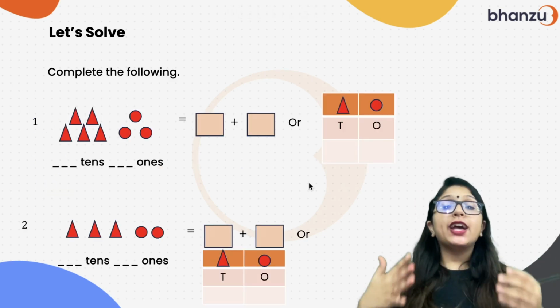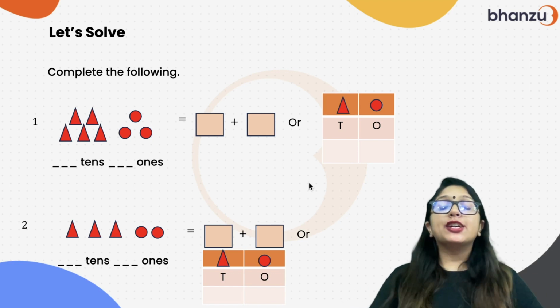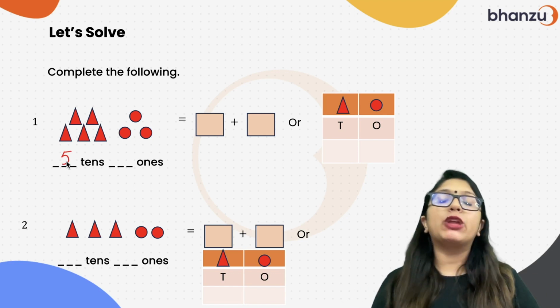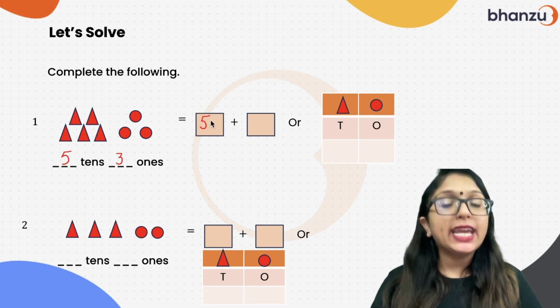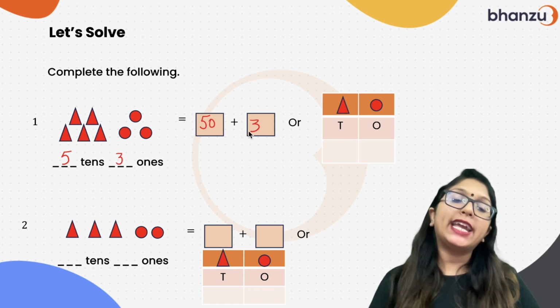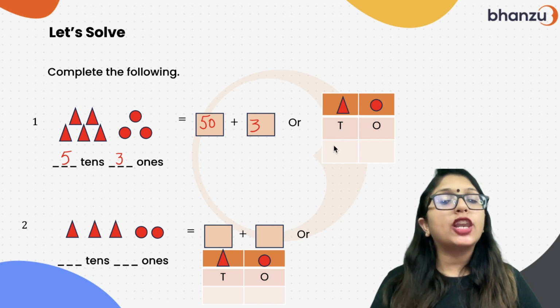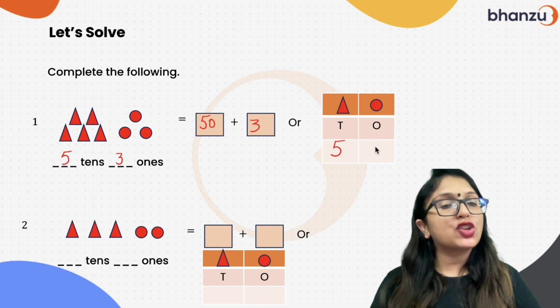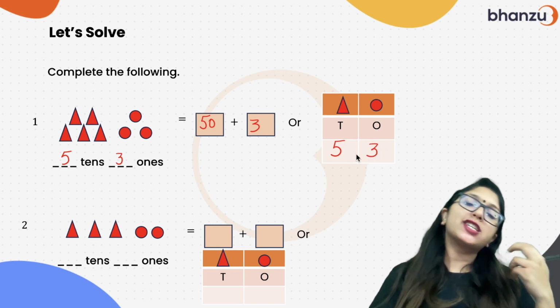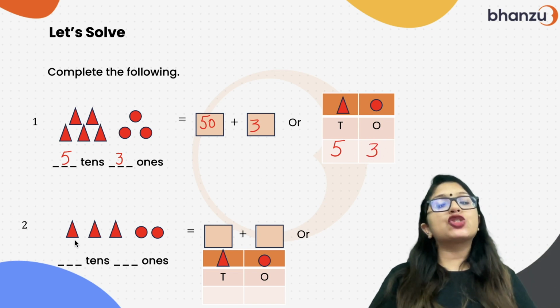Okay. So here how many total 10s are there? So there are only 5 10s. And how many ones are there? There are 3 ones. So 5 10s means 50 and 3 ones means only 3. So what will I write under the tens column? I will write only 5. Okay. And what will I write under the ones column? Only 3. So this is 53. Right? So let's go to the next one.